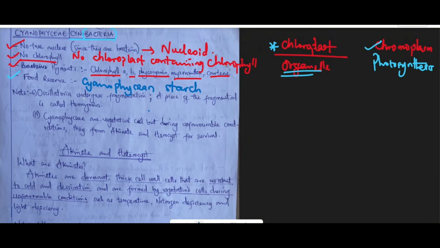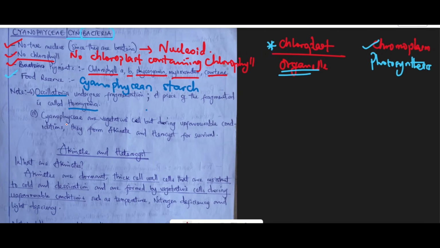Okay, this starch is actually a carbohydrate and it looks more like glycogen. Now note that Oscillatoria, as an example of cyanophyceae, undergoes what we call fragmentation. Fragmentation is a kind of reproduction that algae generally undergo. And so when it undergoes fragmentation, the fragmented part is called a hormogonium. Also note that cyanophyceae are vegetative cells.